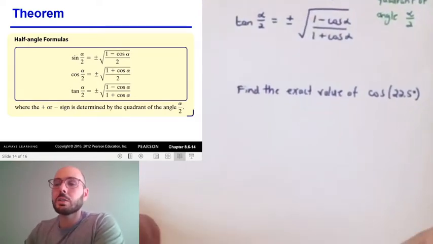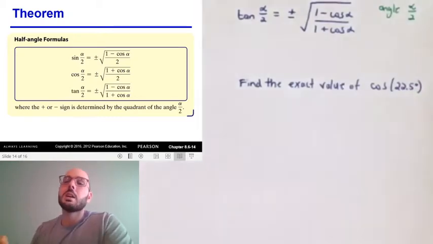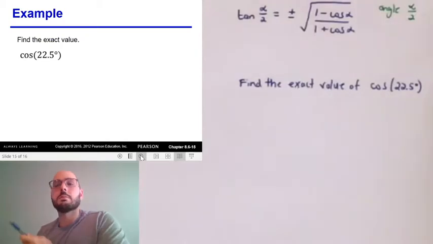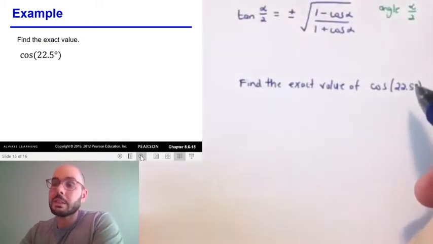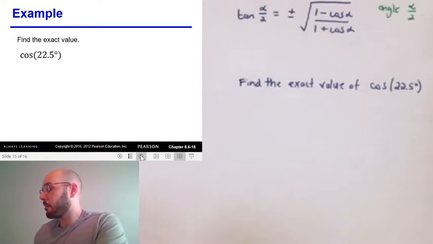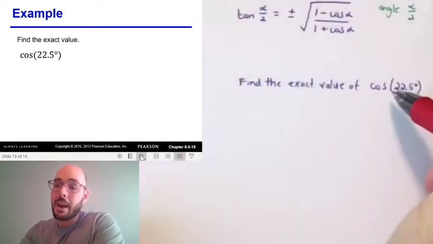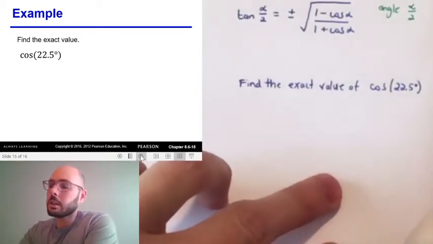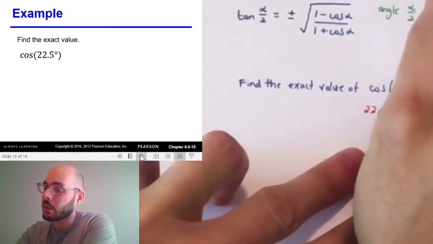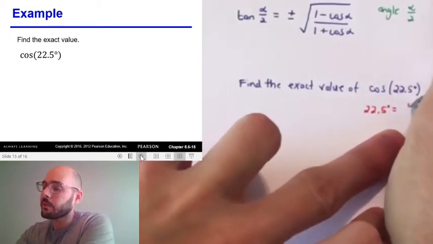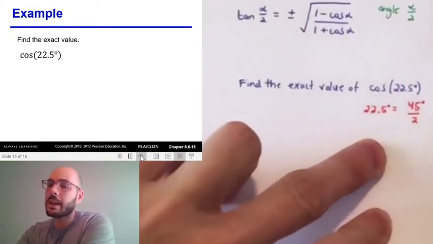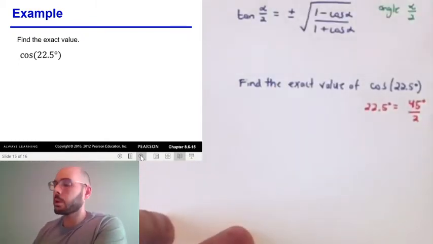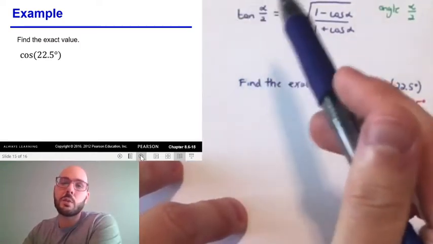So our first one is to find the exact value of cosine of 22.5 degrees. So 22.5 is an unusual angle, definitely, but what you'll notice is that it's actually half of a very common angle for us. So 22.5 is half of what? It looks like it is half of 45. So if I took a 45-degree angle and cut it in half, I would get 22.5. So that's what we're going to do. We're going to take a 45-degree angle, cut it in half, using these formulas up above.